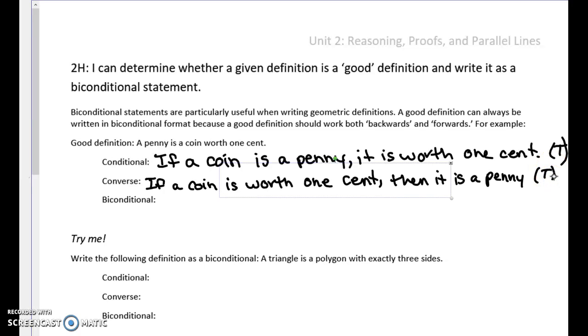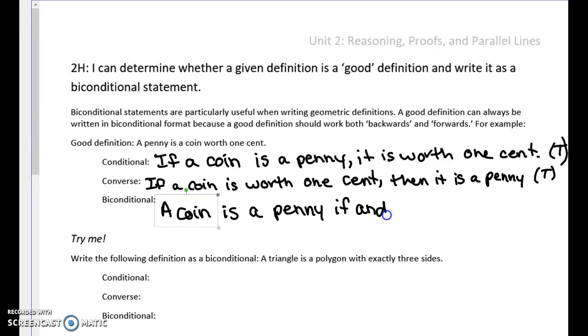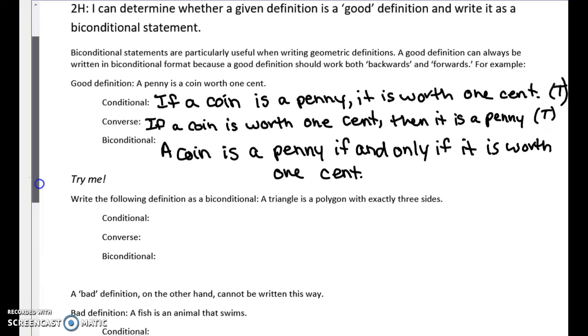Well, because both of those are true, I can write a biconditional statement. A coin is a penny if and only if it is worth 1 cent. And so that's how we test to see if a definition is a good definition. We see if we can write it as a biconditional.